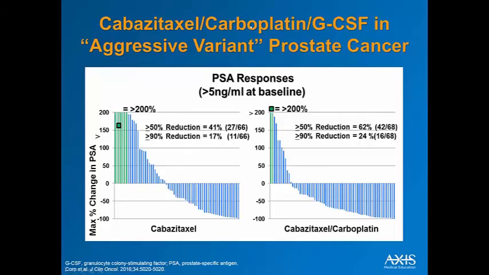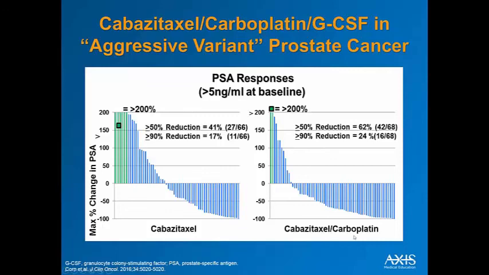This is a cabazitaxel carboplatin regimen in an aggressive variant of prostate cancer. Now, the aggressive variant is defined in a lot of different ways. There are 7 different definitions of aggressive variant, including such things as a liver metastasis or lytic lesions and high LDHs. It's not biologically defined. But actually, these are tough patients, and everybody knows these are tough patients.